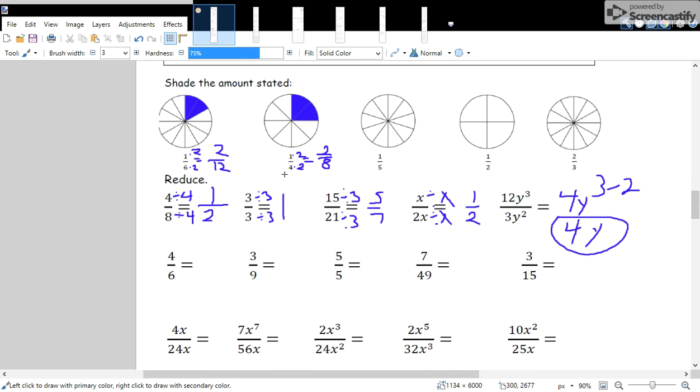Shade the amount stated. So we have 1/6, but there are more than 6 pieces. There are 12 pieces altogether, so 6 times 2 is 12, and whatever you do to one part of the fraction, you have to do to the other. So 1 times 2 is 2. So you shade 2 parts of this fraction.